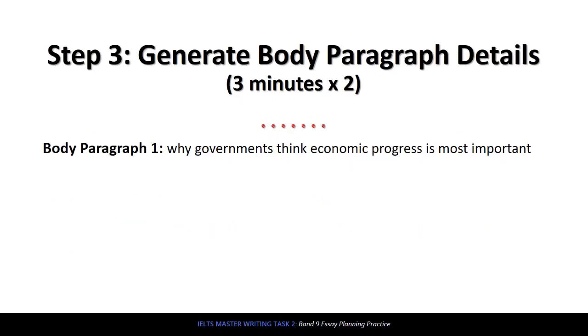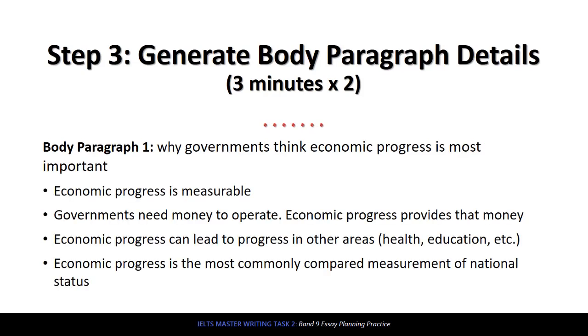Got it? Great. Next, this first body paragraph. Why governments think economic progress is most important. I have, number 1, economic progress is measurable. Next, governments need money to operate. Economic progress provides that money. Next, economic progress can lead to progress in other areas, for example, health or education, etc. And then, economic progress is the most commonly compared measurement of national status. This means that when countries look at each other, they compare how good their economies are, right? Okay, and I think that this first and last idea are somewhat similar, so I grouped them together. I'll probably write about them together.